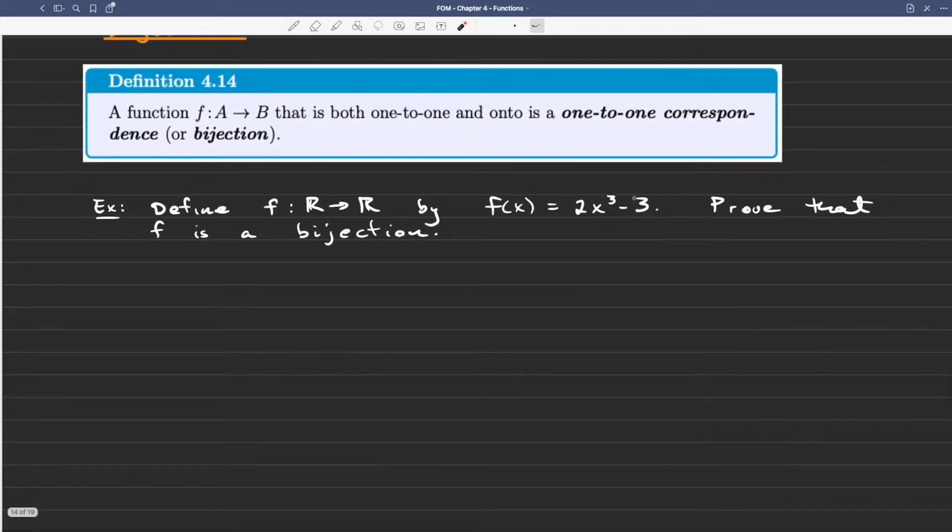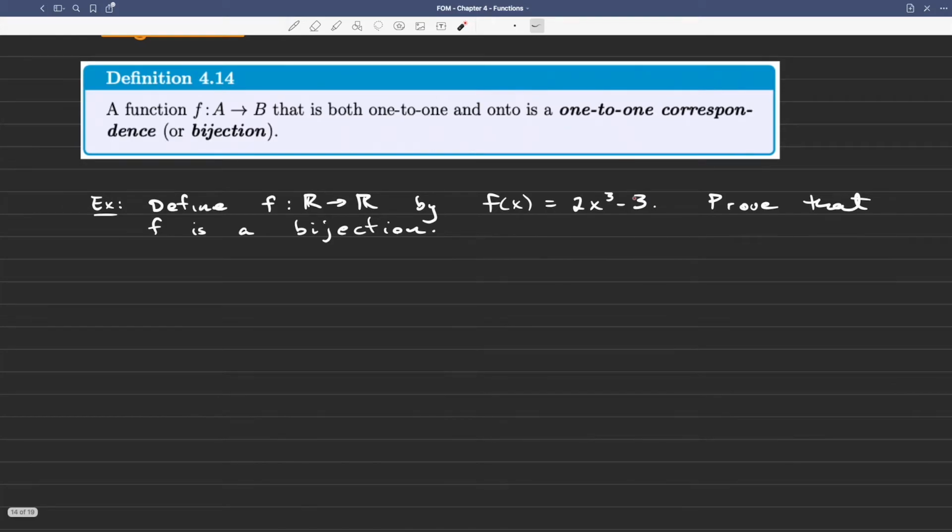All right, so let's prove that this function from R to R defined by f of x equals 2x cubed minus 3 is a bijection. We got 2 things to prove here. f is 1-to-1, and then separately we'll prove f is onto.